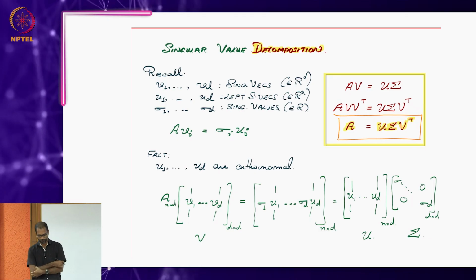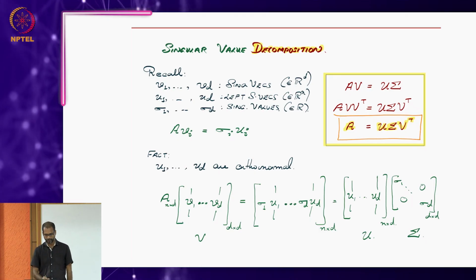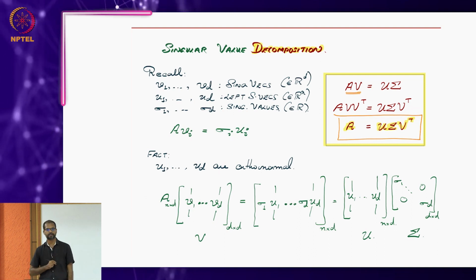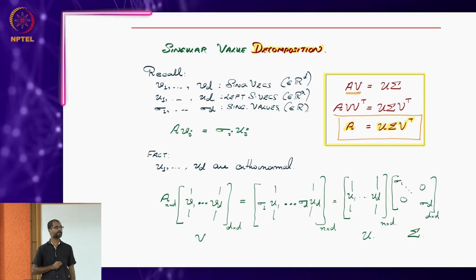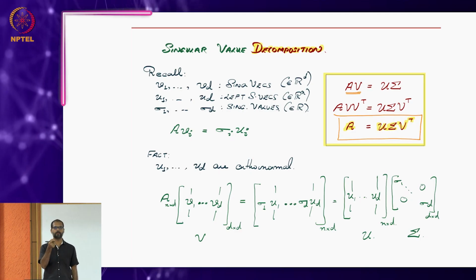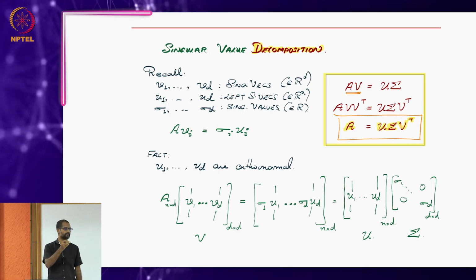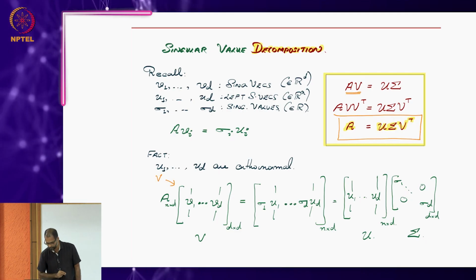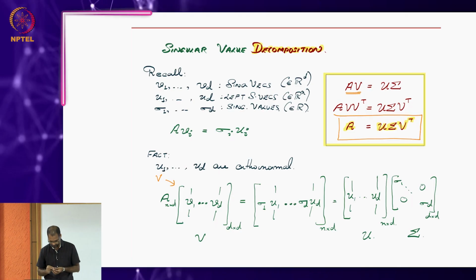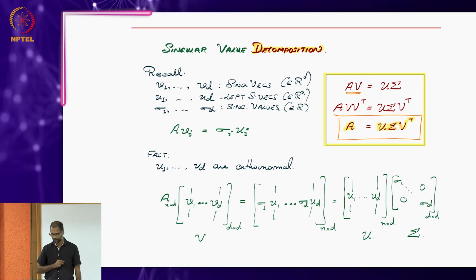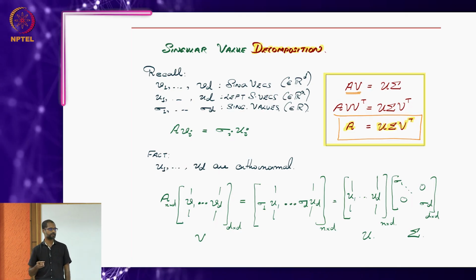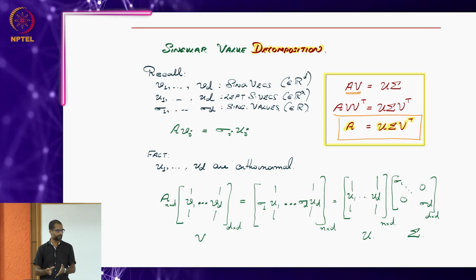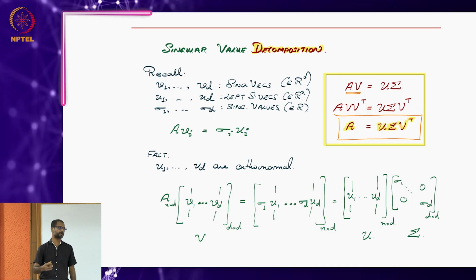So let us start with understanding what is A times V. Let us start with understanding what is V. Every column of V is a singular vector. In fact, the first column is the top singular vector. Look at this picture here. This is your V. First column is V1, second column is V2. These are not arbitrary vectors. These are the singular vectors. So they form an orthonormal basis, and a very special orthonormal basis.